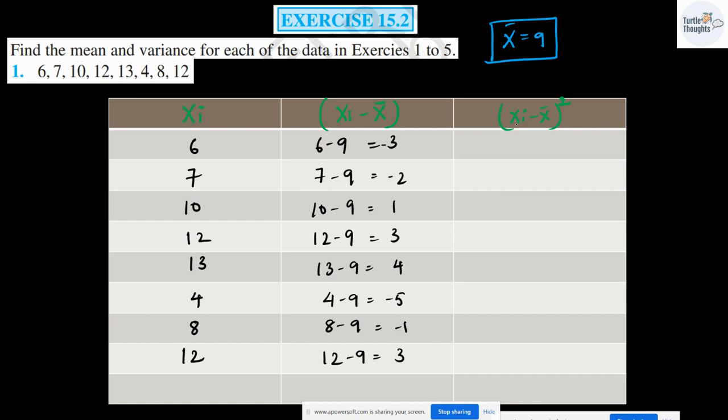I need to find out the value of xi minus x bar whole square. Minus 3 whole square is going to be 9. Minus 2 whole square is going to be 4. 1 square is going to be 1. 3 square is going to be 9. 4 square is going to be 16. Minus 5 square is going to be 25. Minus 1 square is going to be 1. 3 square is going to be 9. Now I can find out the summation of xi minus x bar whole square. I should be getting 74.